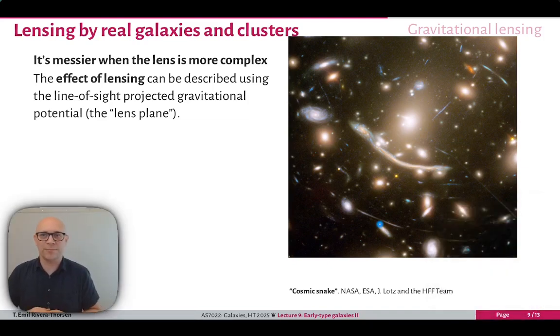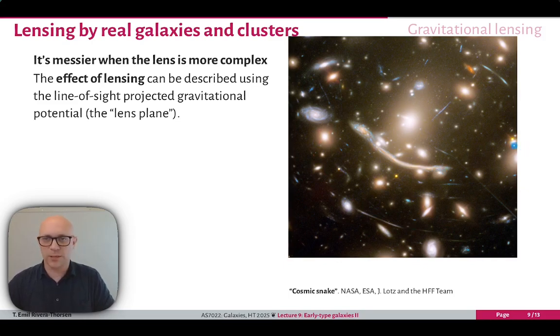Oftentimes, though, the situation is a good deal more messy than that. For example, often the lensing object is not a single galaxy, but a galaxy cluster, which has an overall dark matter distribution that is rather smooth. But on top of that, each galaxy in the cluster also has its own dark matter halo. So that is like a hierarchy of halos on top of halos, and it gives a very messy lensing potential, and as one can imagine, therefore also quite messy lensed images.